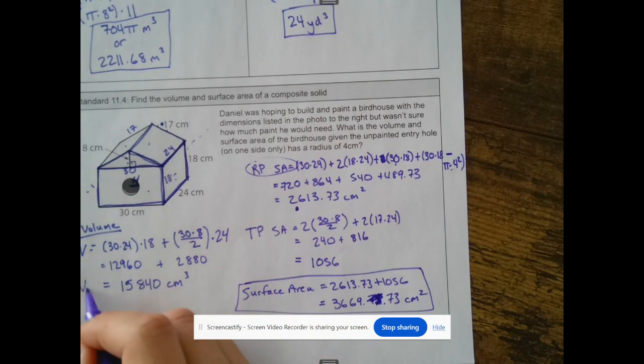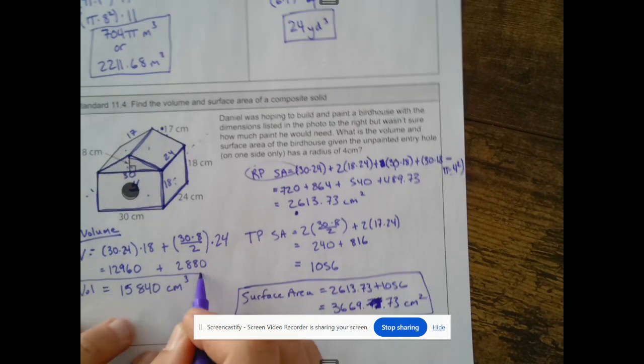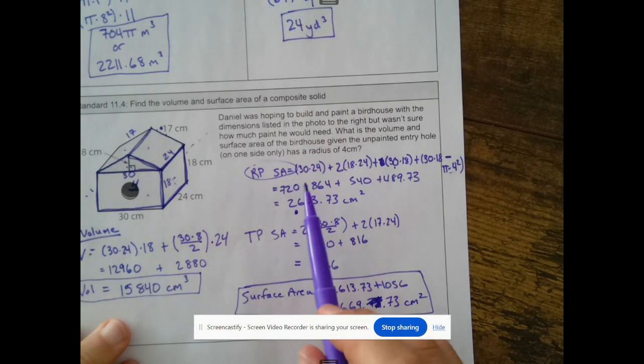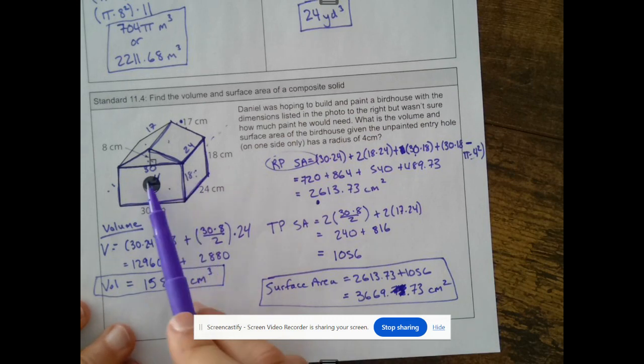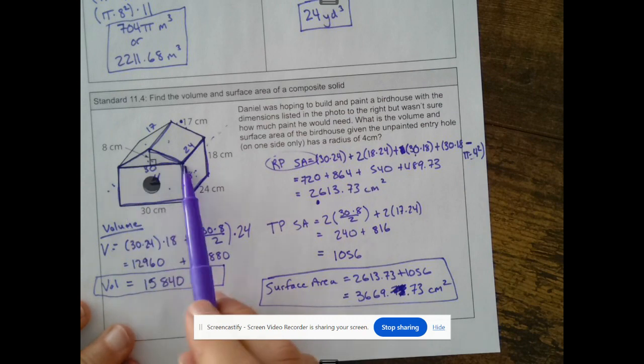The key here with surface area, think through each step one at a time. What surfaces are shown? What surfaces need things taken out of them? What surfaces should we not count? And just go one at a time.